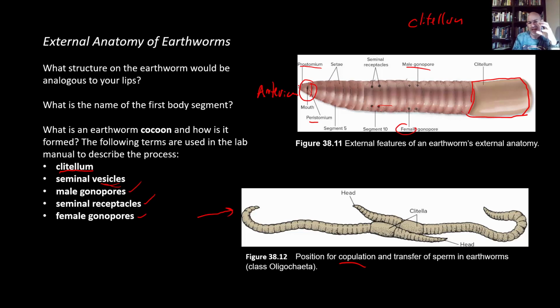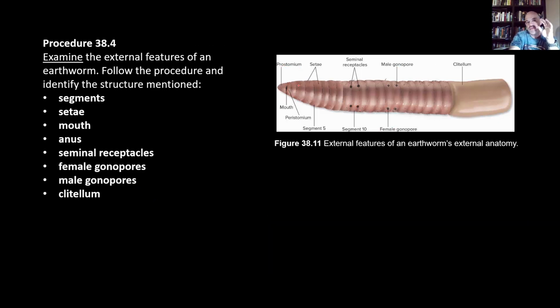The sperm fertilizes the egg, and then this cocoon forms, and that cocoon protects those embryos that become eggs. So it protects those eggs with the embryos in there as they mature and then eventually hatch to form larval young earthworms. So that's how they reproduce.